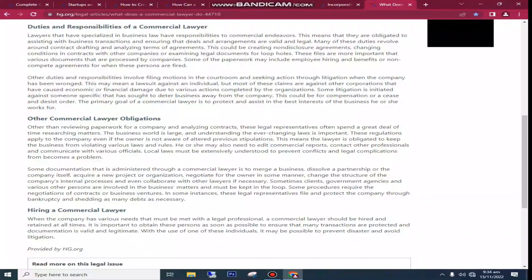Lawyers that have specialized in business law have responsibilities to commercial endeavors. This means that they are obligated to assist with the business transactions and ensure that deals and arrangements are valid and legal. Many of these duties revolve around contract drafting and analyzing the terms of agreements. This could be creating nondisclosure agreements, changing conditions in contracts with other companies, or examining legal documents for loopholes. These files are more important than various other documents that are processed by a company. Some of the paperwork may include employee hiring and benefits, or non-compete agreements for when these persons are fired.